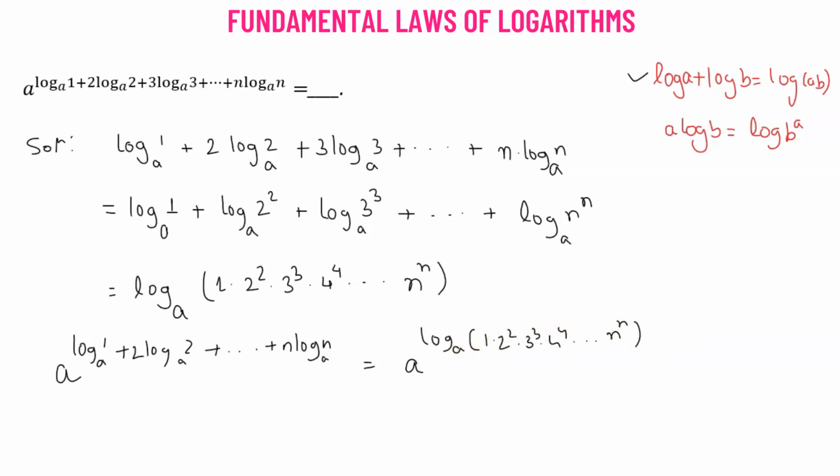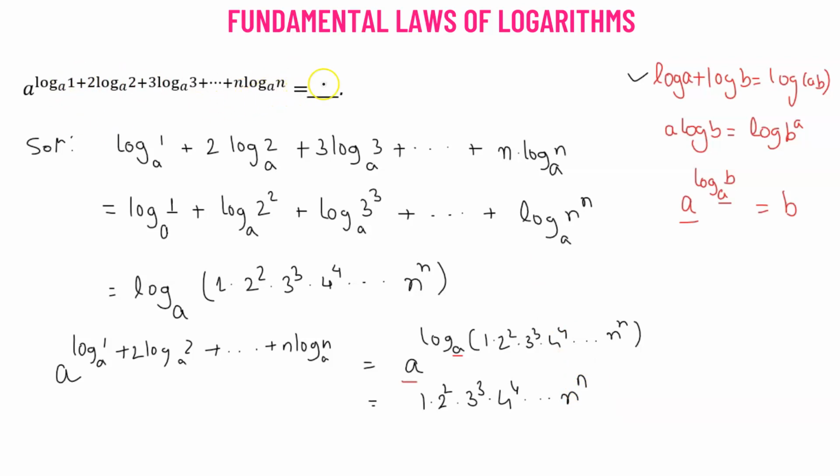Now luckily there is a property of logarithm that says that if we have a raised to the power of log of b with the base of a, that means the base of the exponent is a and the base of the logarithm is also a, and when they are the same, then this expression will be equal to b. In our case, the base of the exponent is a and the base of the logarithm is also a, so they are equal. That means this will become equal to 1 multiplied by 2 squared by 3 cubed by 4 raised to the power of 4 all the way up to n raised to the power of n. So this is our final answer.